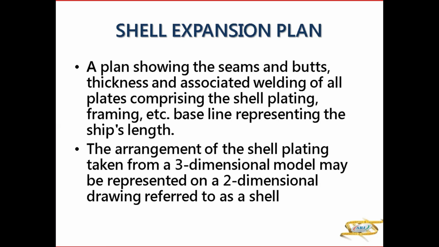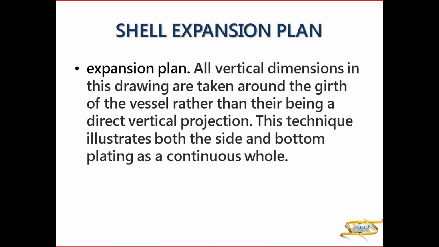So the plan shows your seams and butts. Seams are basically horizontal welds and butts are vertical welds, plus the thicknesses of your plating, plus what frame numbers are there, that will be mentioned. The arrangement is taken from the 3D model and represented on a 2D drawing, which is the shell expansion plan. So all the vertical dimensions of this drawing are taken around the girth of the vessel, rather than being on the direct vertical projection.